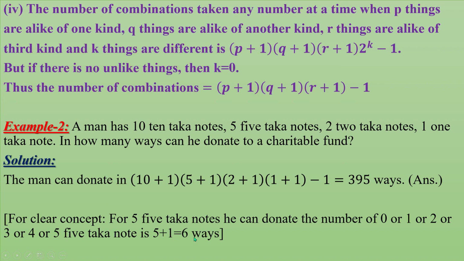So ways will be 5 plus 1, that means 6 ways, that means 0 plus 1 plus 2 plus 3 plus 4 plus 5. That is a way. That means 0 is one way, 1 is another way, 2 is another way, 3 is another way. That means total 5 plus 1 equals 6 ways. Clear? Similarly for 10 taka notes, we can donate in 10 plus 1 ways, and for the other notes we can donate in 2 plus 1 and 1 plus 1 ways. Clear?